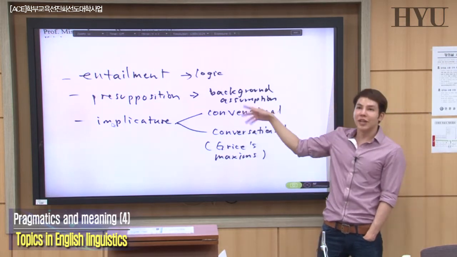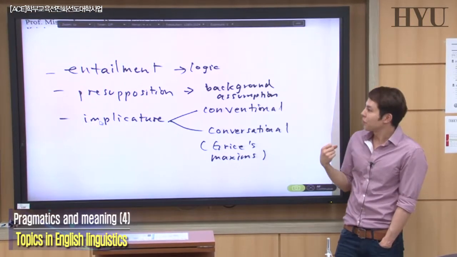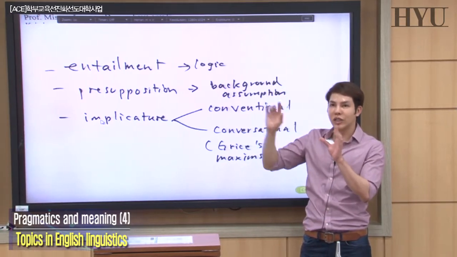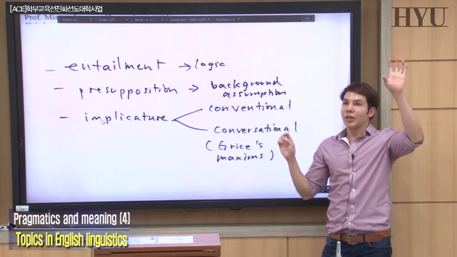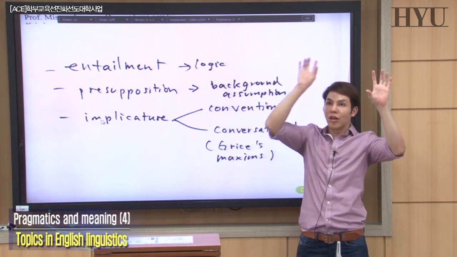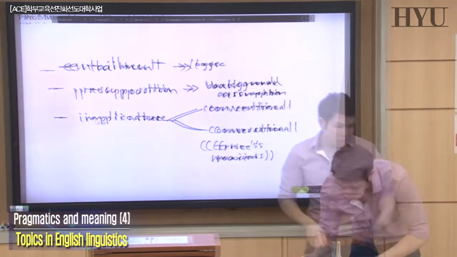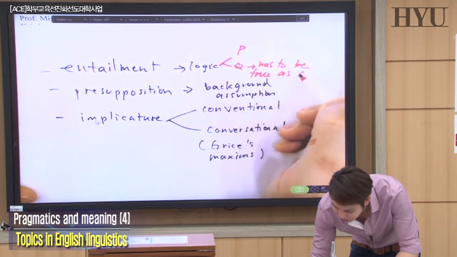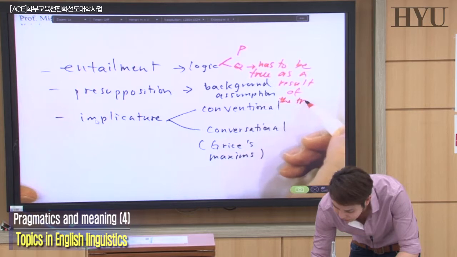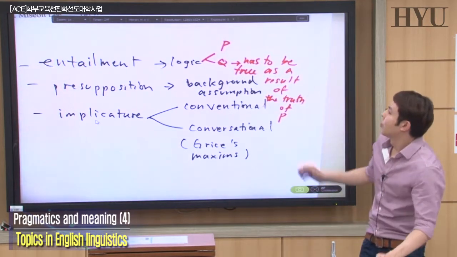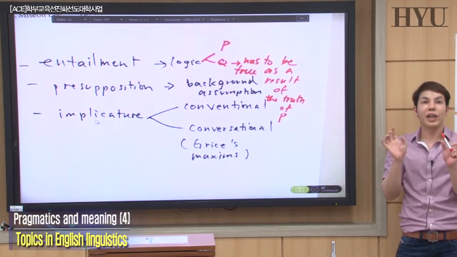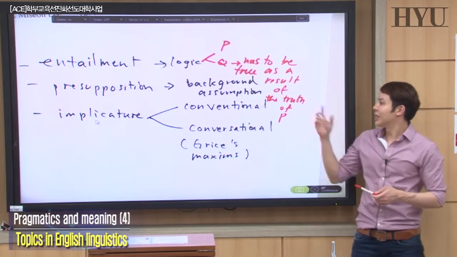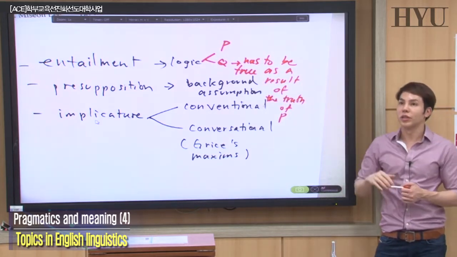So we have talked about three types of implied messages, or three types of meaning. We started off with entailment, and that has to do with the logical relationship between two statements. If one statement is true, the second statement has to always be true as a result of the truth of the first statement. So you can use P and Q. Q has to always be true as a result of the truth of P. So for entailment, you have two statements and they have a strict, necessary relationship. If P is true, Q has to always be true, in other words.